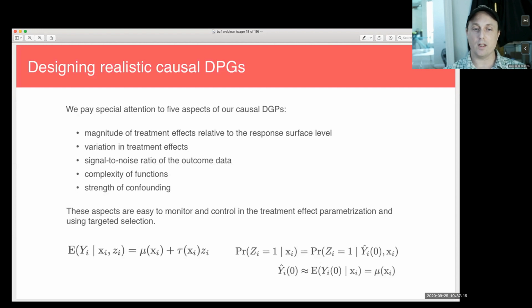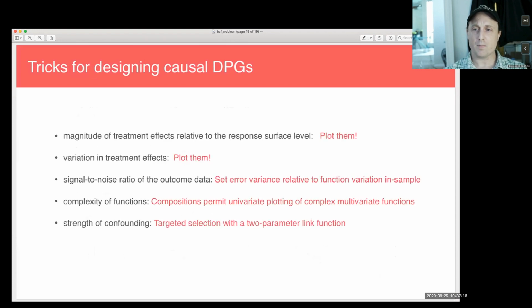So if you look at these 5 things, those give us some knobs. And if we attend to those, what can you do? So you've got the magnitude of the treatment effects relative to the response surface, so plot it. You've got variation in the treatment effects, plot those. For the signal to noise ratio, a thing that I like to do is set the error variance as a fraction of the variation in sample of the noiseless function, right? So that way you can figure out your error terms, your sort of noise, and make sure that the fuzz isn't way bigger than the undulations of the function.